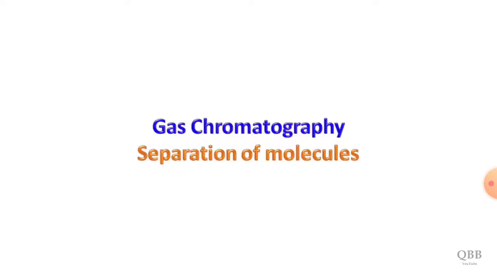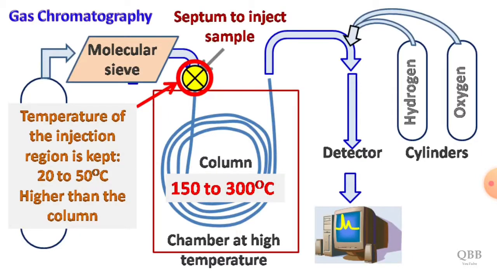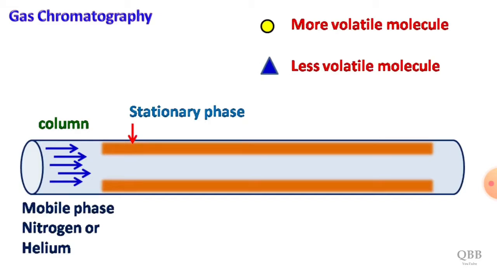Gas chromatography separation. During analysis, the temperature of the column is kept between 150 to 300 degrees Celsius. Separation occurs based on the interaction of molecules between the mobile phase and the stationary phase. The less volatile molecules interact more with the stationary phase and move slowly, while the more volatile molecules interact more with the mobile phase and move fast down the column.